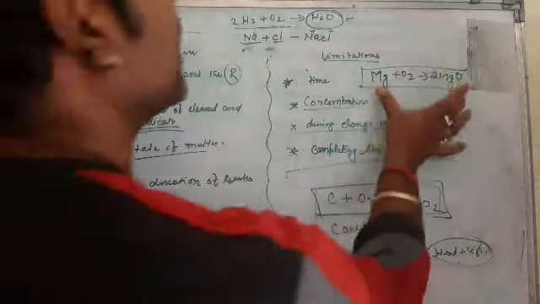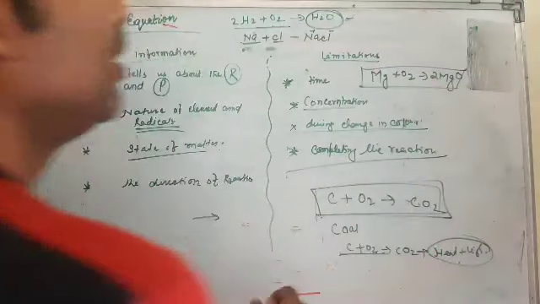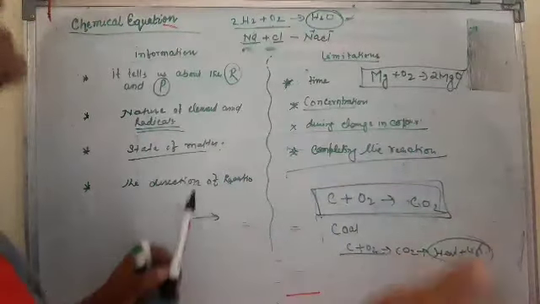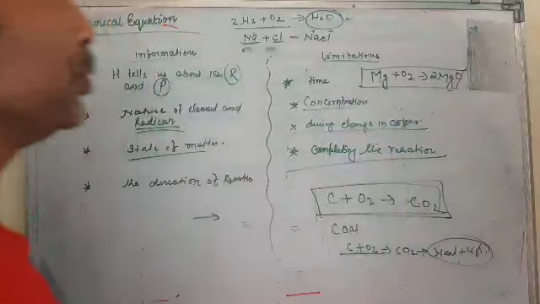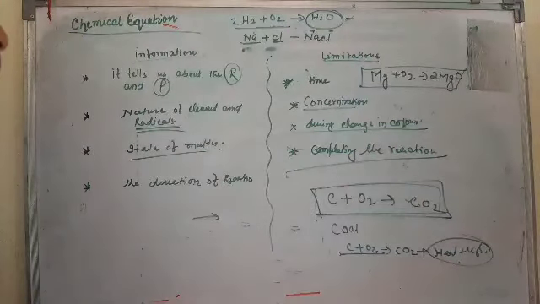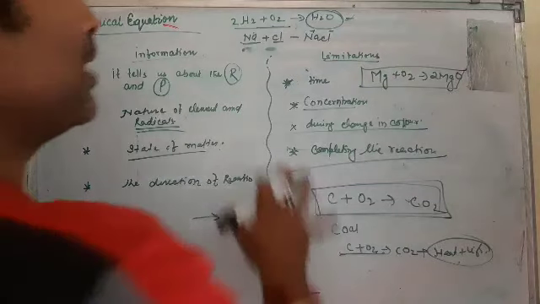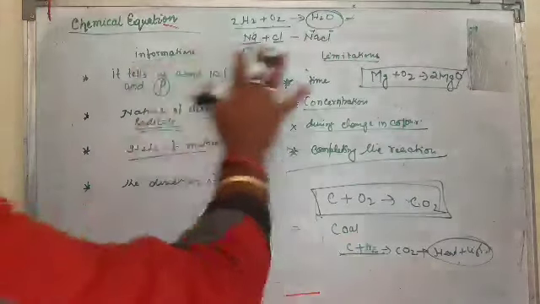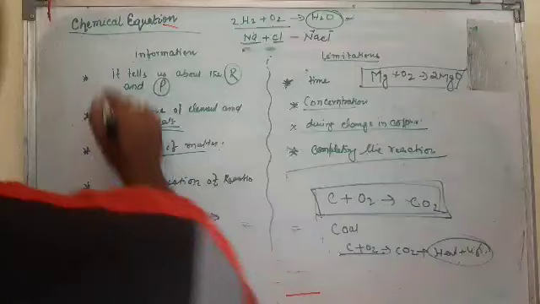But we cannot gather the information about this. What type of sound they produce, how much sound they produce, how much light they produce. We cannot find this. So these are the limitations. So information and limitations of chemical equation we also discussed.